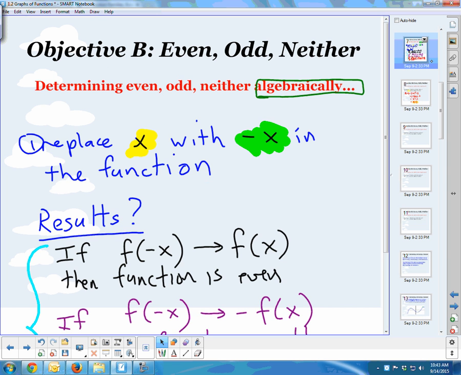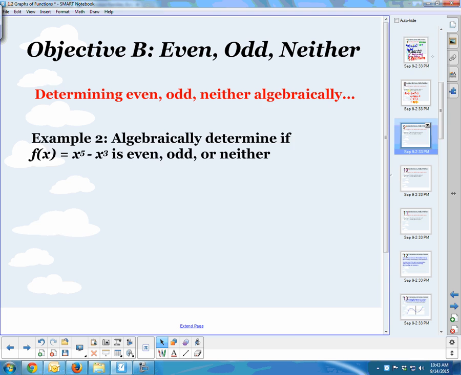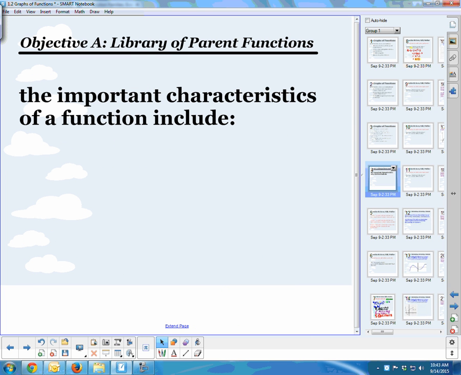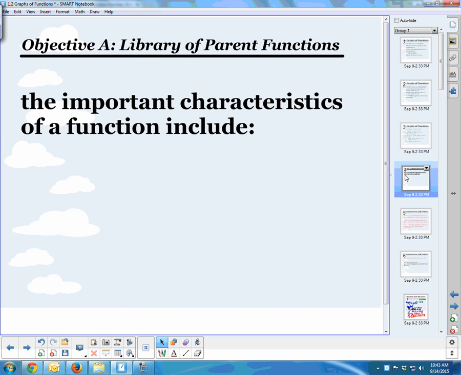I'm going to go back for one slide. If I look at how we interpret the results, I'm having some smartboard issues here. Sorry about that. There we go.